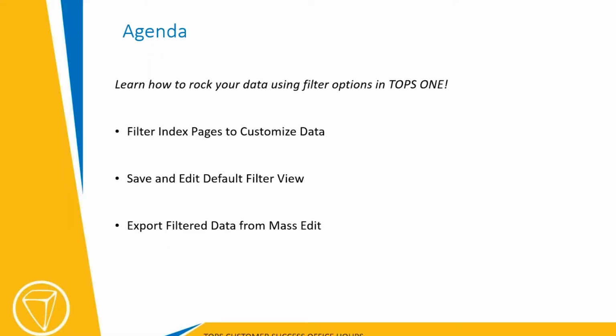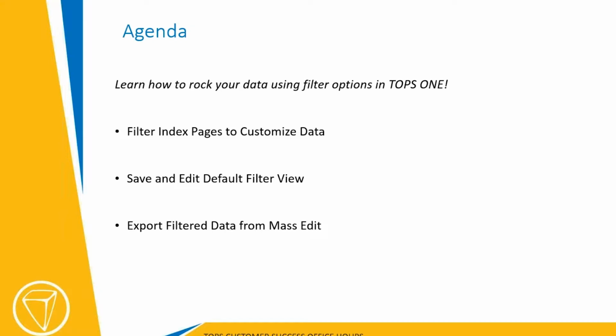Today we're going to cover some different uses for the filters in Top One. We'll first talk about how to filter index pages in order to customize your data. And then we will be talking about how those filter views can be saved and used as default filters, as well as exporting your data through the mass edit feature, which we covered a few weeks ago if you were here on that webinar as well.